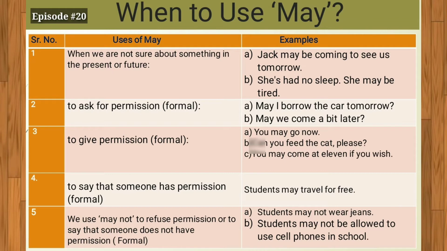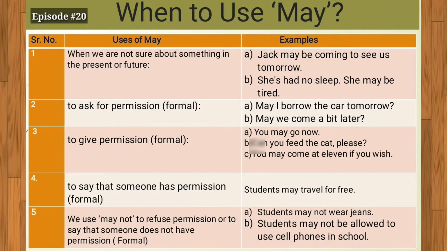Okay, so the next use is to say that someone has permission, and it is more formal, as I told you, than can. So students may travel for free. Whenever we express that someone has been given permission to do something, we can make use of the modal auxiliary may. For example, students may travel for free.